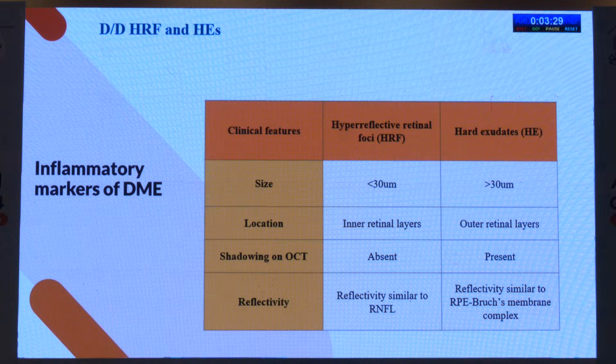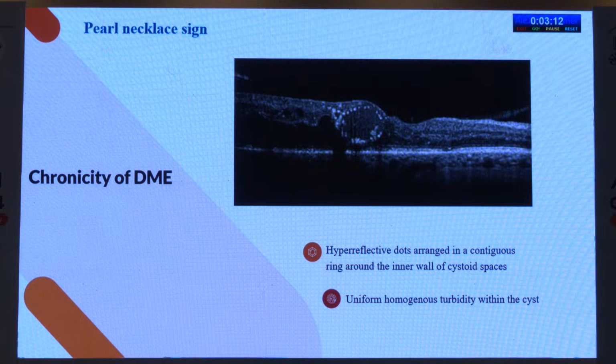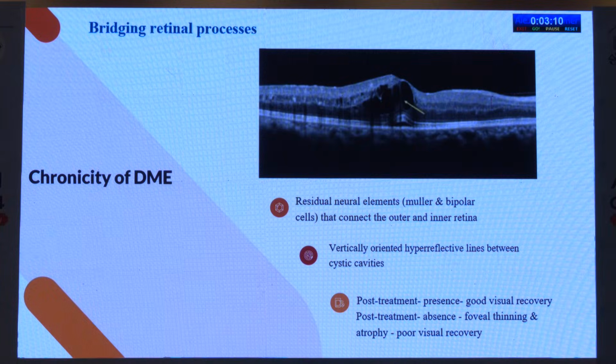How will we differentiate the hyperreflective foci from the hard exudates? Hard exudates are basically more than 30 micrometers, mainly stay in the outer retinal layers, with back shadowing on the OCT. Chronicity of the DME, we are going to discuss two things here: breathing retinal processes and the pearl necklace sign. What are the breathing retinal processes?